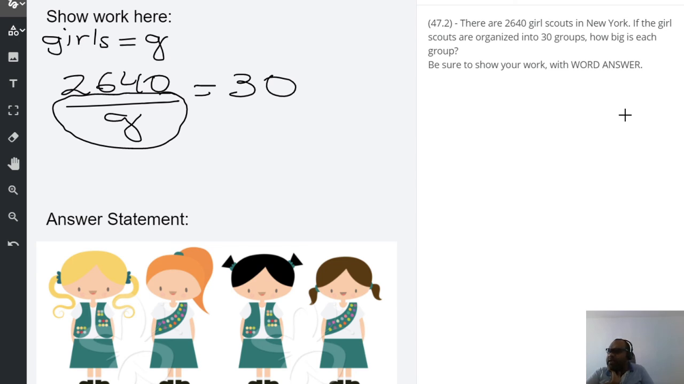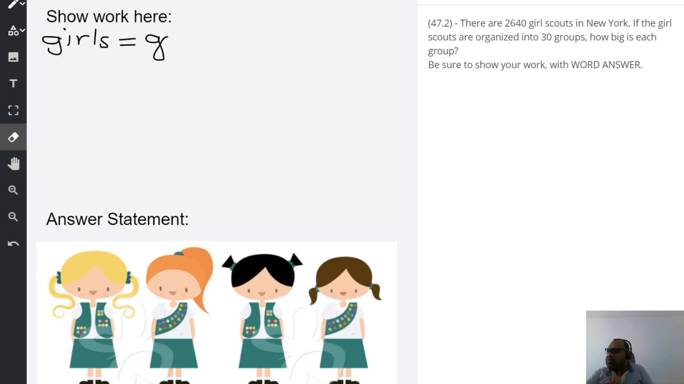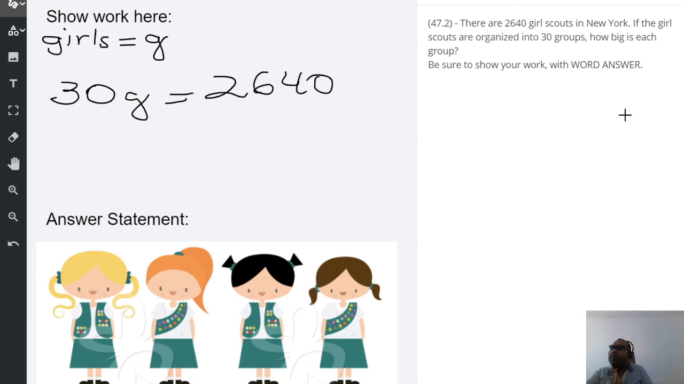It's dividing. But I can write this as multiplication. It's better. It's kind of hard, this one. Some of you probably don't like that. What is this, Mr. Romeo? I know 30 times G is quantity for girls. 30 is group. G is the number. It is equal to 2640. The variable is here. Let's move 30 by opposite. Multiplying 30, dividing by 30.